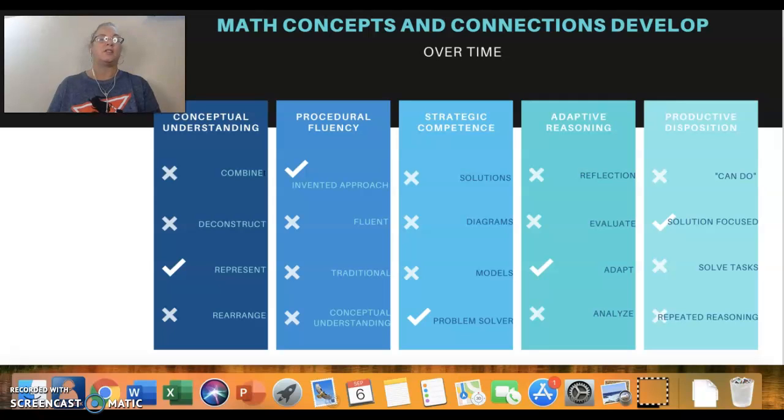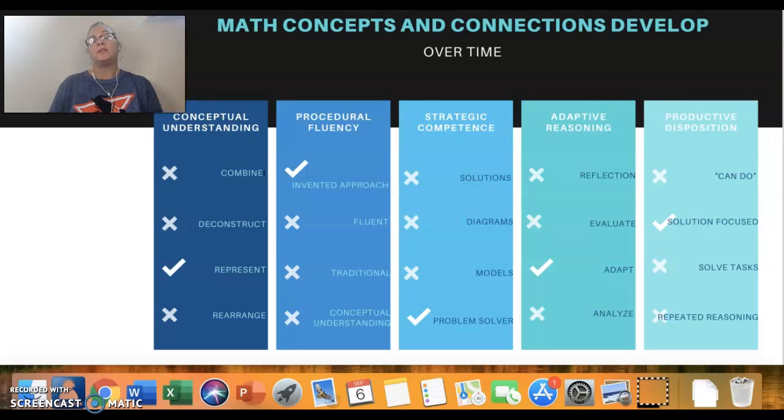So if you look at conceptual understanding, you see that the tenets of the conceptual understanding are combining, deconstructing, representing, and rearranging numbers. And so I thought that representing would be the most important for me because I need to see that visual representation of what the numbers are. So for example, you would add and subtract 5, and you would know that the representations would be like 3 apples plus 2 apples, or you could have 1, 2, 3, 4, 5 apples. And that's going to encourage your procedural fluency.